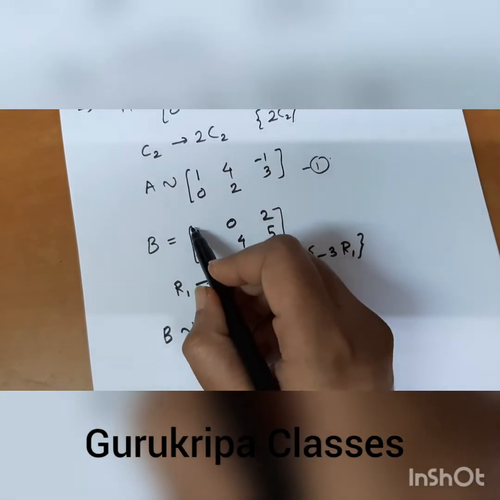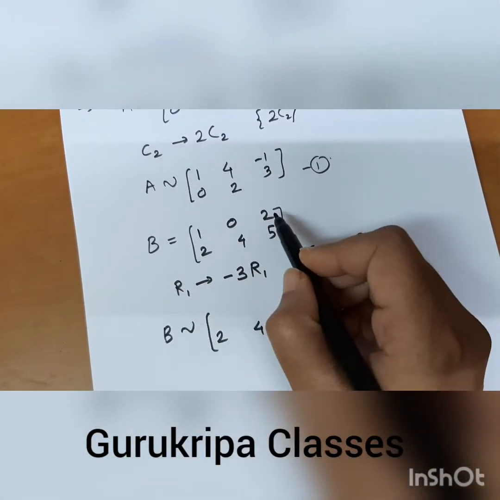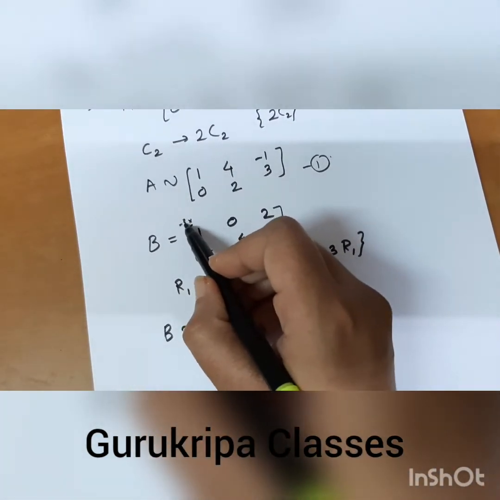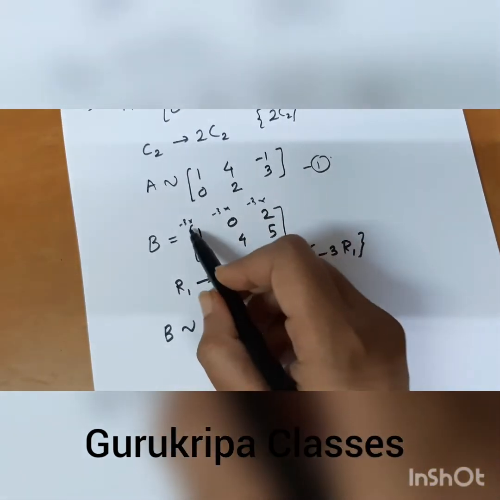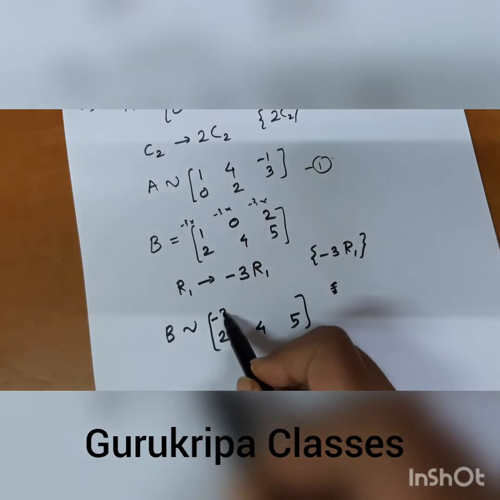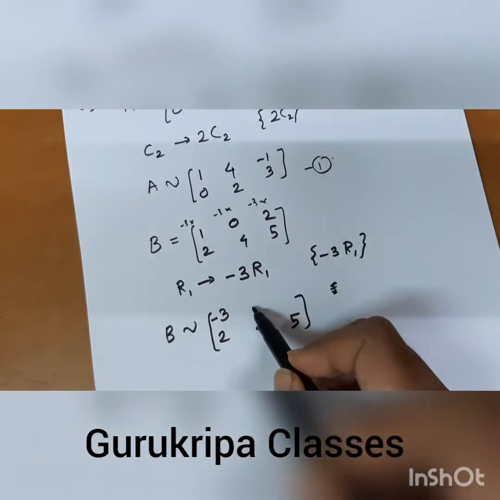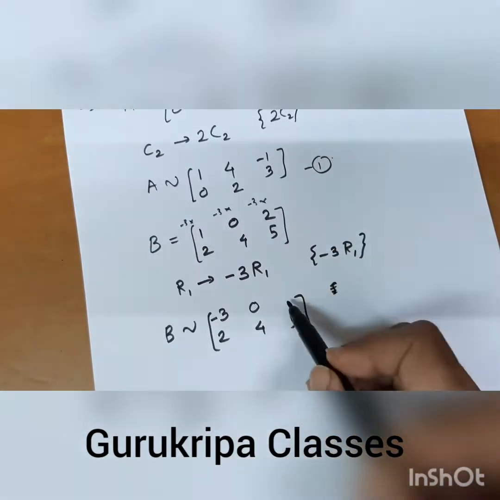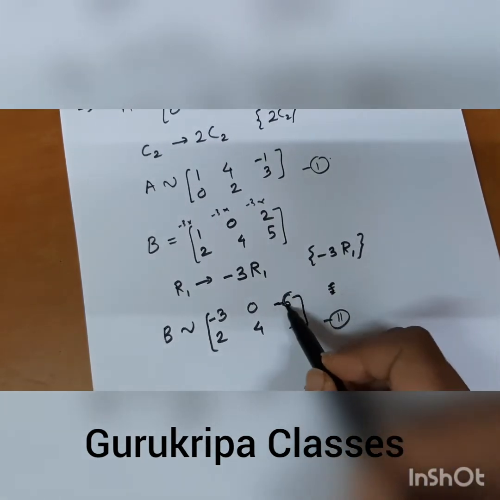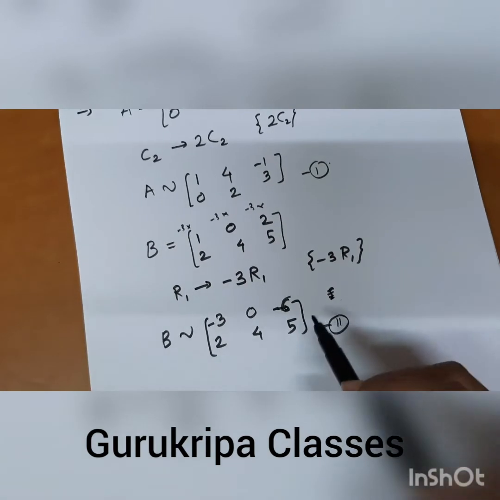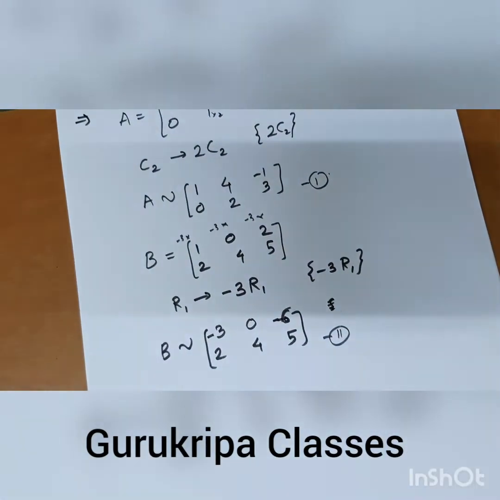means multiply the first row by minus 3. So multiply here by minus 3, here by minus 3, and here by minus 3. 1 into minus 3 is minus 3. 0 into anything is 0. 2 into minus 3 is minus 6. This is the second matrix which we have transformed. So this is first and second.